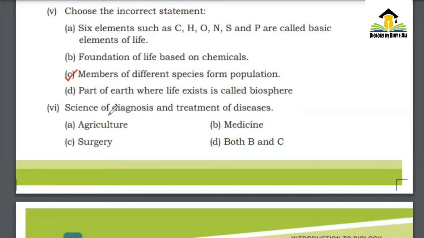MCQ number 6, science of diagnosis and treatment of disease: A. Agriculture, B. Medicine, C. Surgery, D. Both B and C. The right answer for this MCQ is B, Medicine.